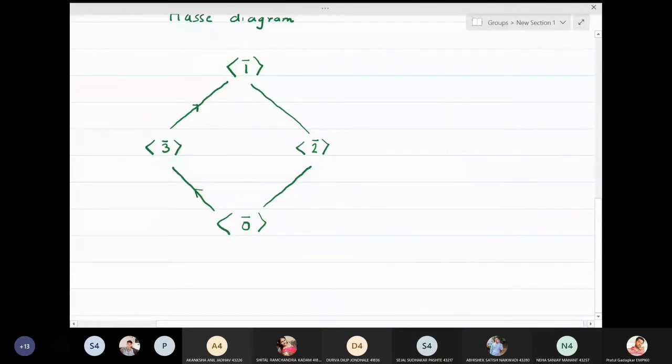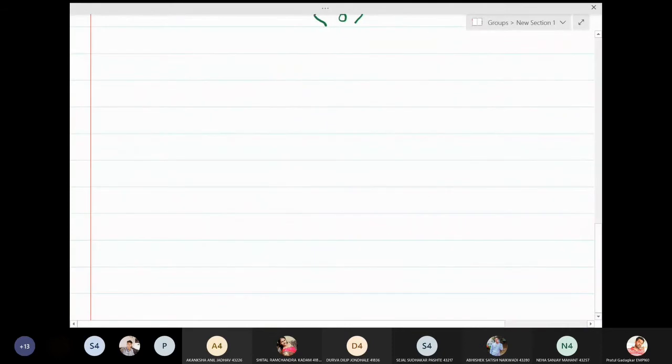Okay, now let's take one more example. Suppose I am taking a group. Let me take another question. Draw the subgroup diagram of the group G equal to Z15, addition modulo 15.